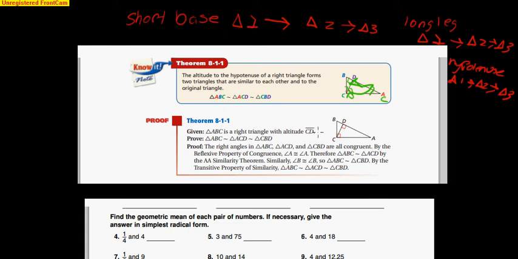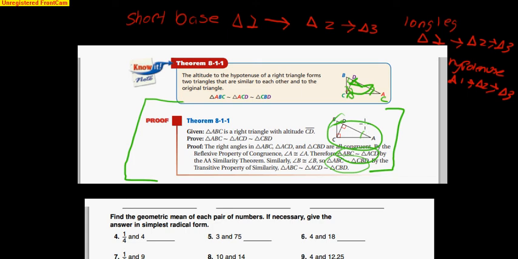If you want a proof of why these three triangles are similar, you can look at this box down here and read the proof. Basically, what it's saying is that the right angles of all three of these triangles are congruent because they're all right triangles. A is congruent to A, which makes these two triangles similar. And B is congruent to B, so these two triangles are similar. And then by using the reflexive property of similarity, you can say that all three are similar and proportional.